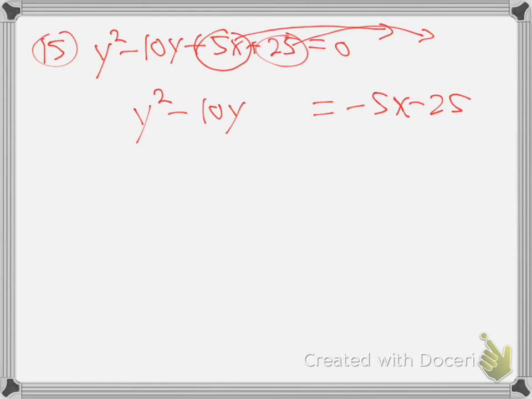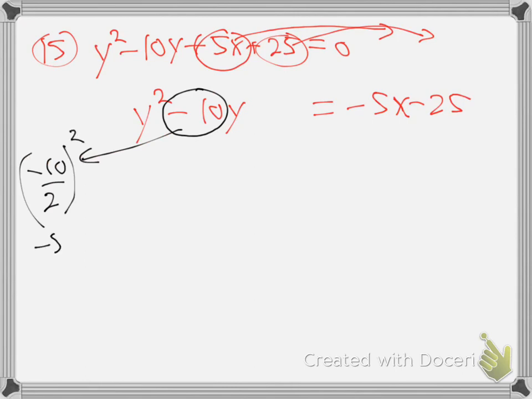So take that negative 10, put it over 2 squared, which is negative 5 squared, which is positive 25. So you add 25 to both sides? That good? That'll do it. That'll factor it perfectly.